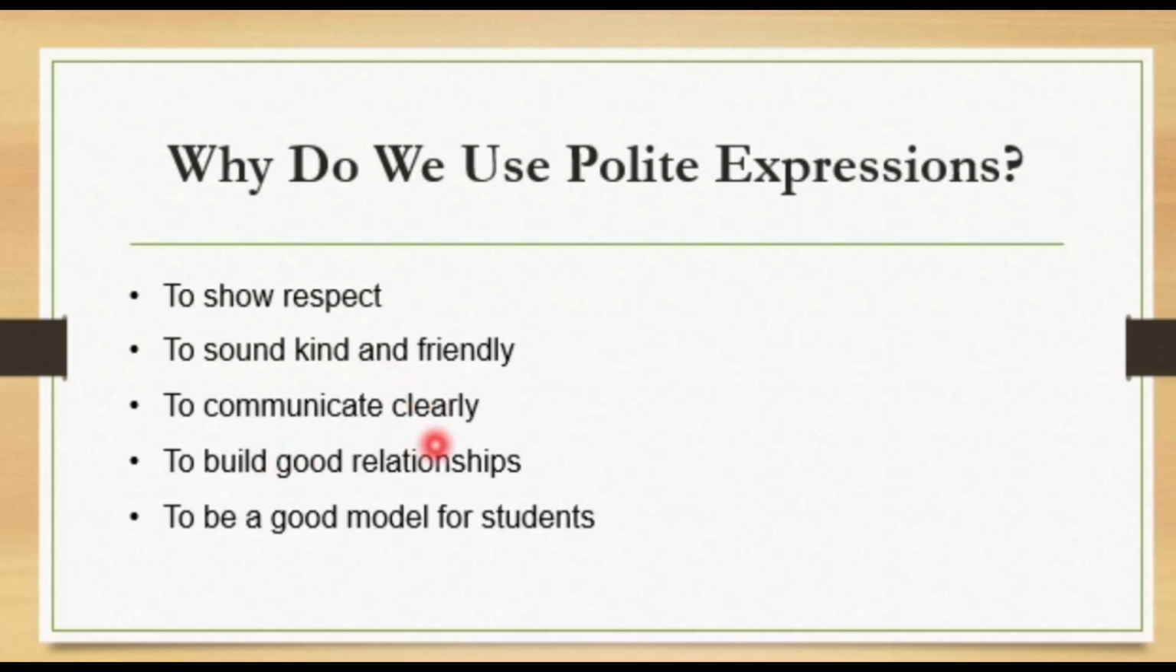And third, to communicate clearly. If we are polite, that means the other people will also attend to it. And then fourth, to build good relationships. If we are polite, the other person is also expected to be polite, and they need to be polite as well. And finally, to be a good model for students. And that is in the classroom. Outside the classroom, to be a good role model for the person we are talking to. So these are some of the reasons why we use polite expressions, not only in the classroom, but outside the classroom as well.